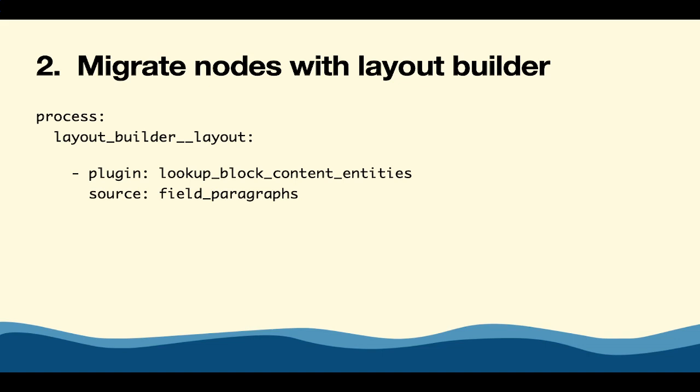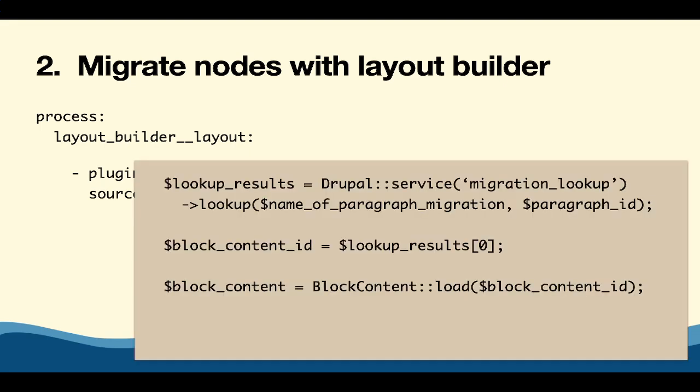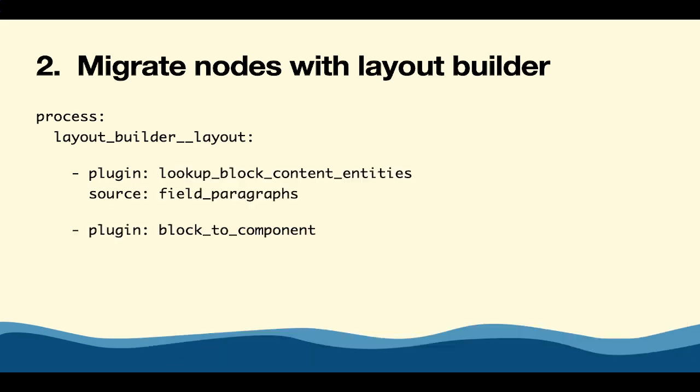We wrote our own plugin for this, and it looks a bit like this. It's going to use the migration lookup service first. That's going to give us the block ID, and then we load the entity. Second thing we want to do is make a component out of that block. A component describes how a block will be placed into a section.